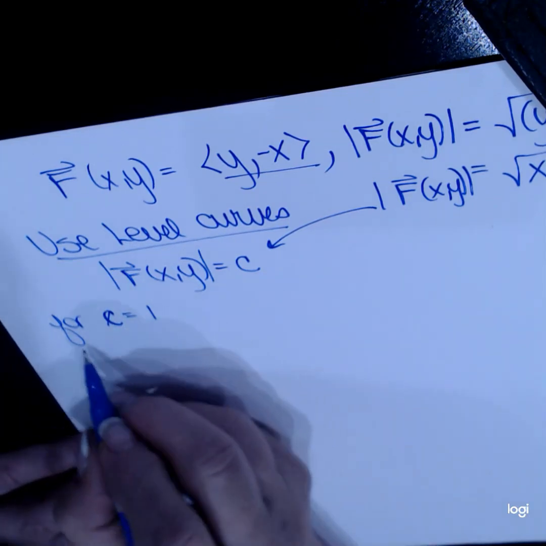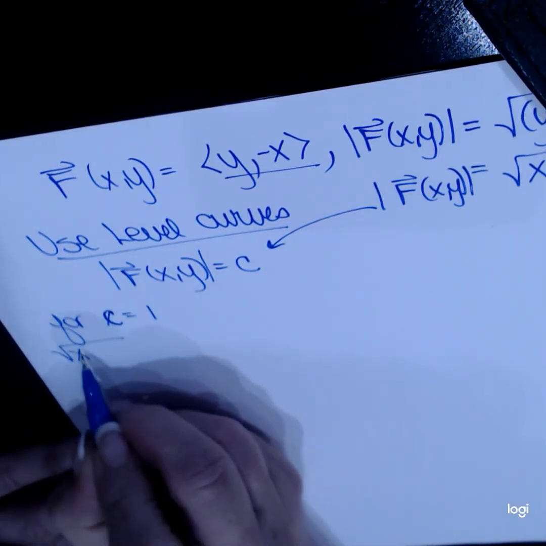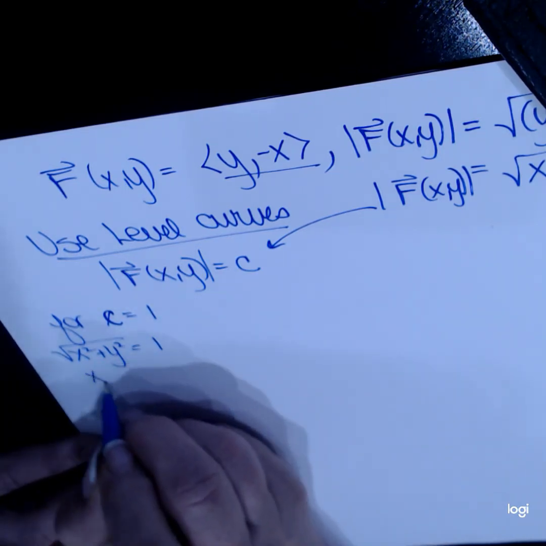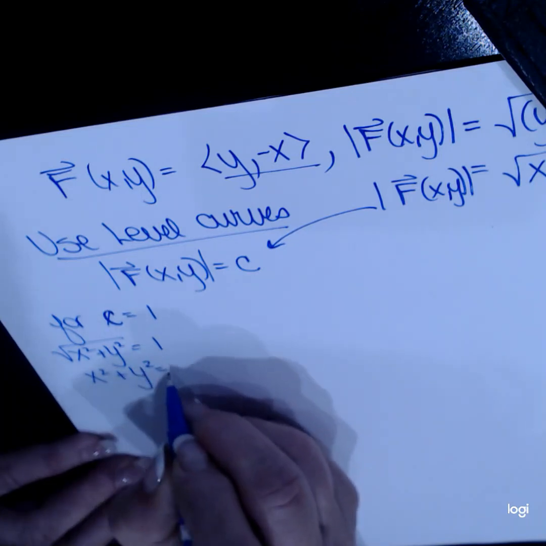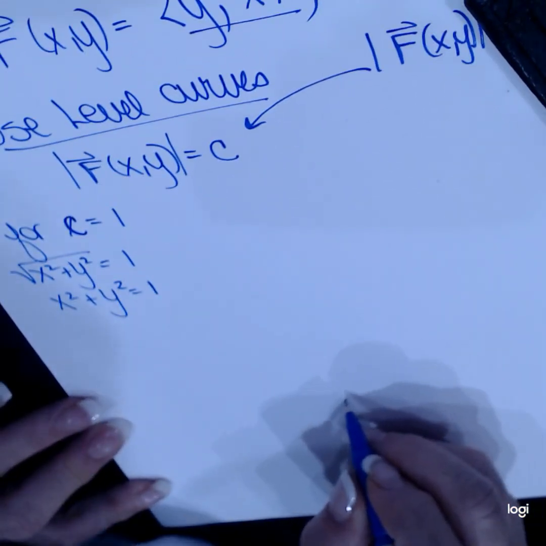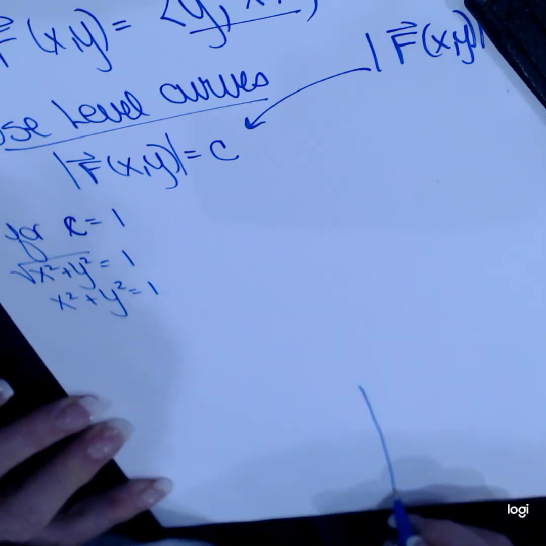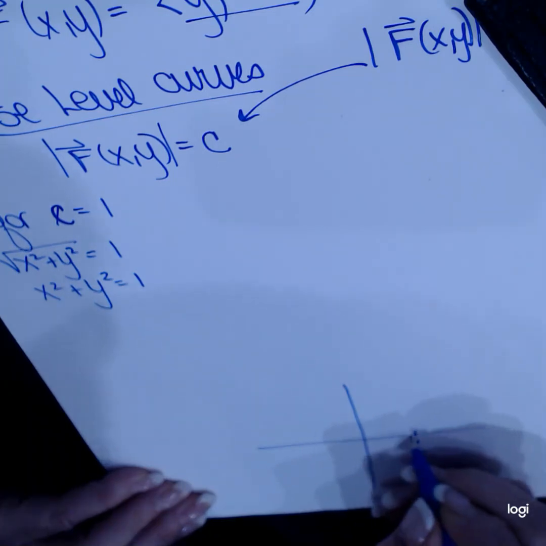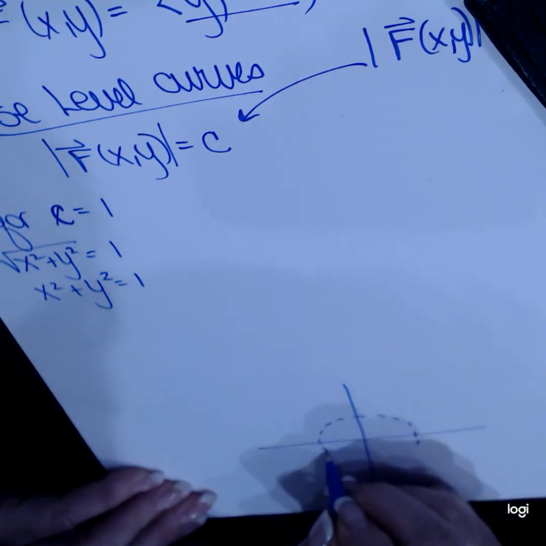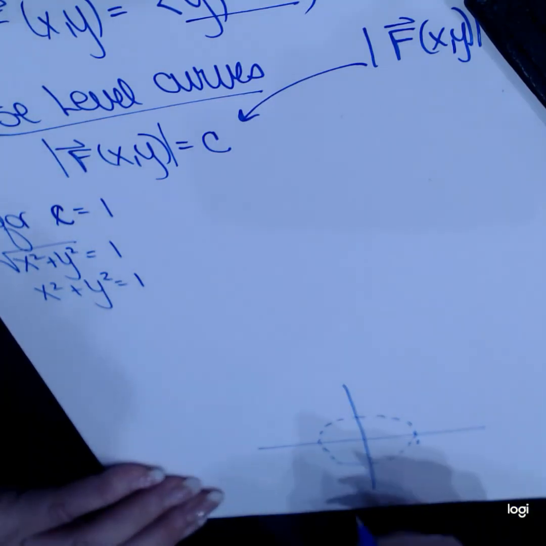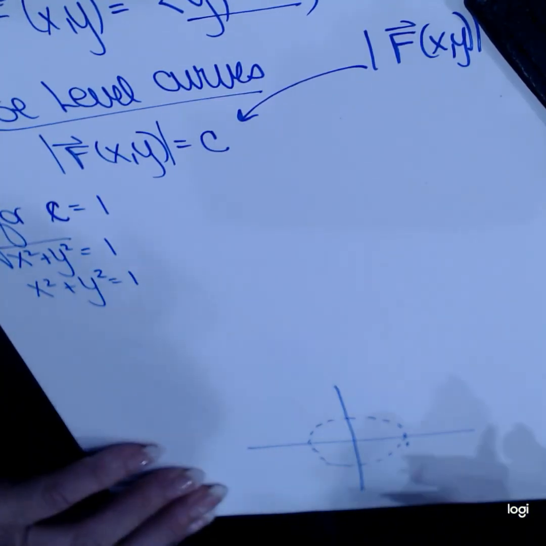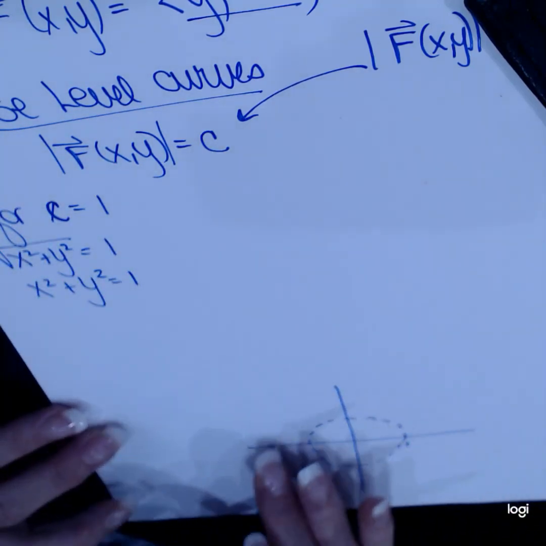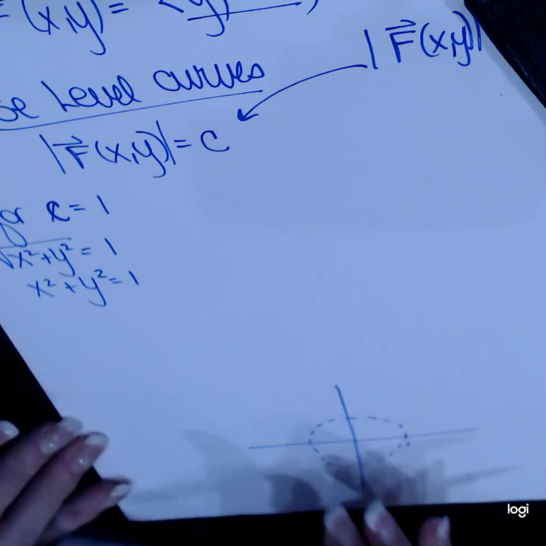So we'll start by setting that equal to 1, and I get the square root of x squared plus y squared is equal to 1. Squaring both sides, I get x squared plus y squared is equal to 1. And so what this gives me is a level curve in my vector field, which is a circle of radius 1. So let me come in here and draw this as a dotted line. And then I can look specifically at the vectors that originate from points along this level curve.